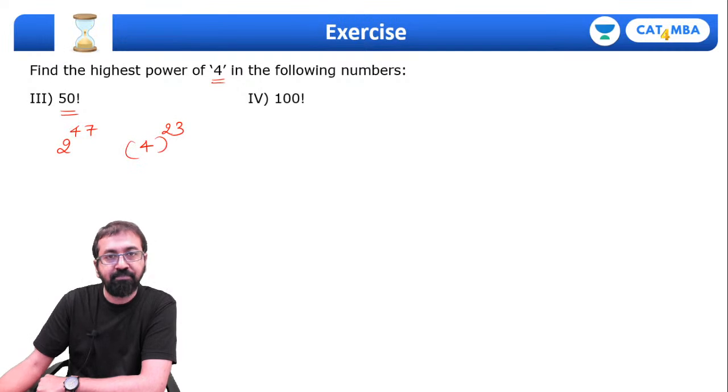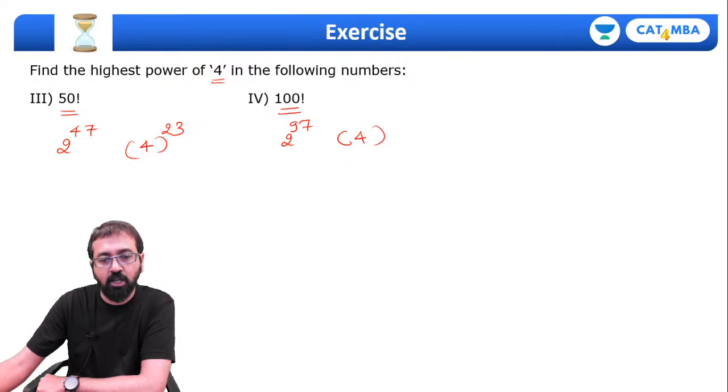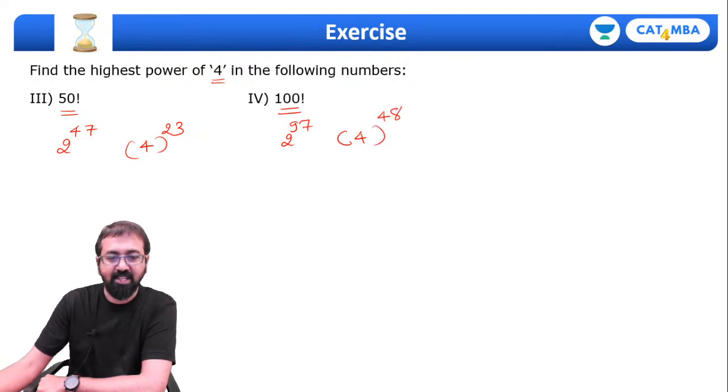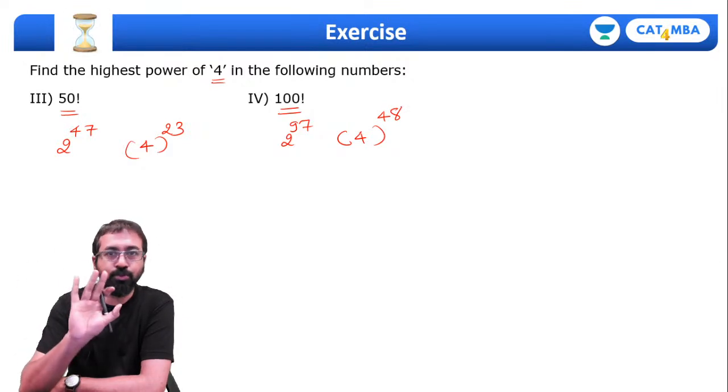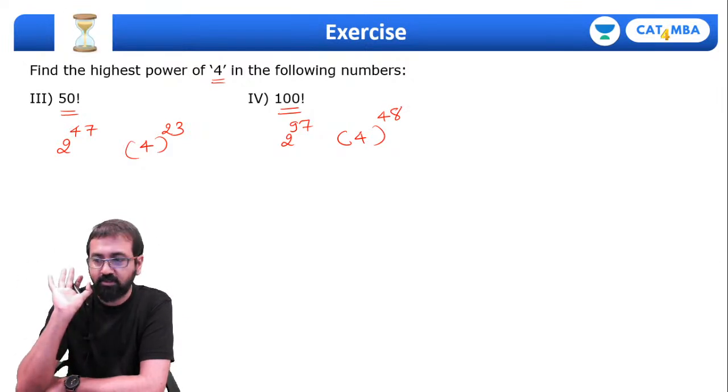Very simple. Same way, what is the power of 2 in 100 factorial? It's 97. So what will be the power of 4 in 100 factorial? 48. Correct, because 48 2s are 96. That one extra is of no use when we want to calculate the power of 4. Yes, okay.